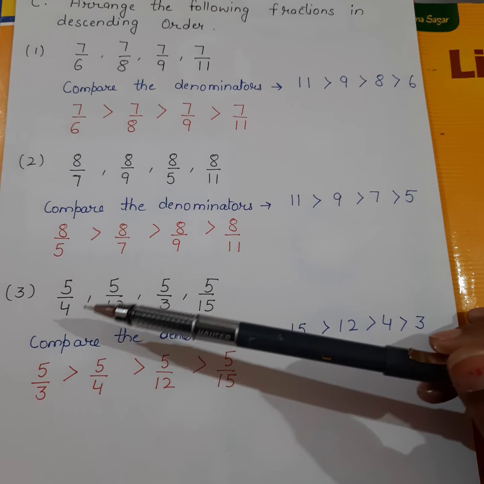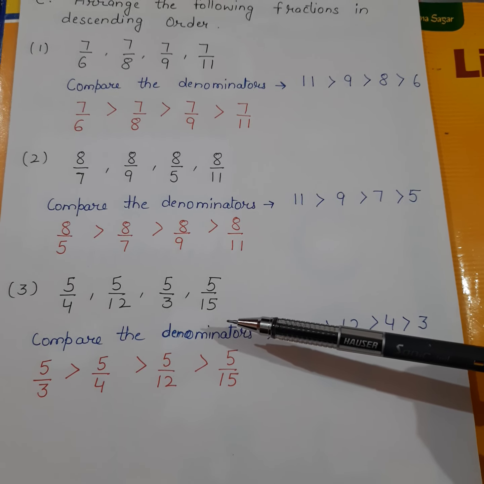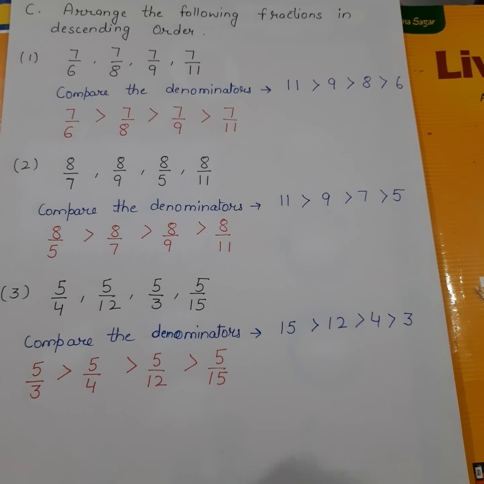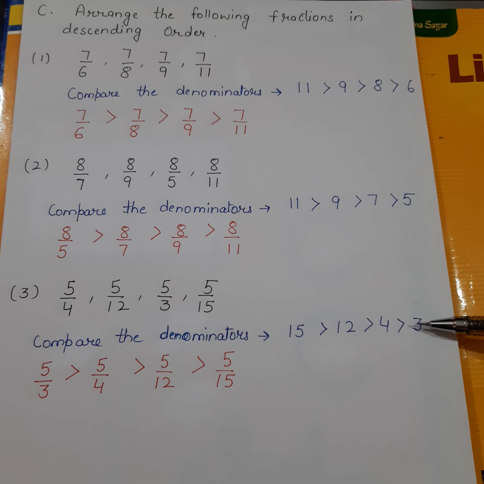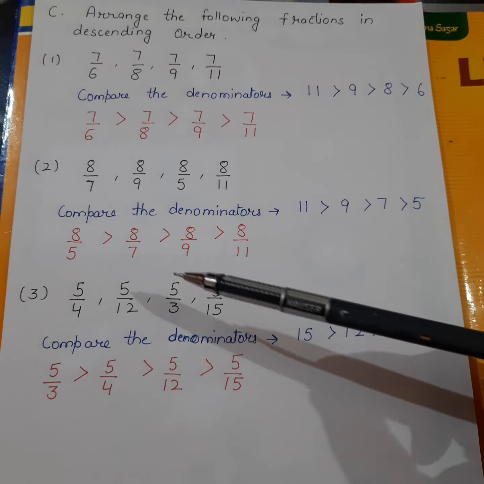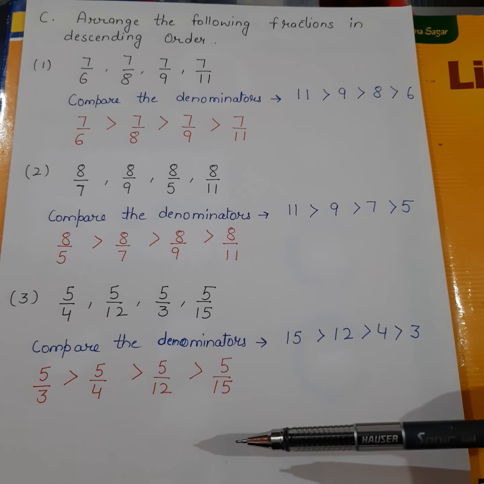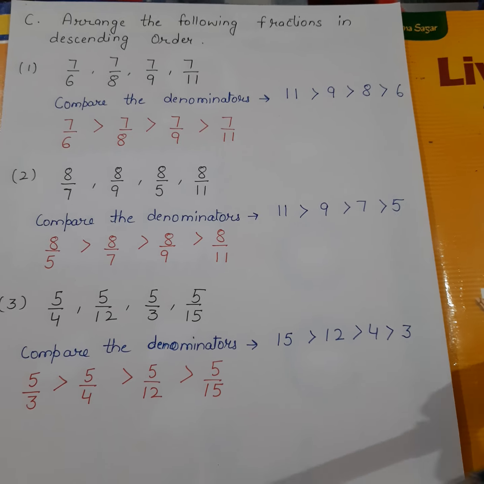Here also 5 by 4, 5 by 12, 5 by 3, 5 by 15. Arrange the denominators 15, 12, 4 and 3. The fraction with the smallest denominator will be the bigger one. So 3 has 5, so this is 5 by 3, then 5 by 4, 5 by 12, 5 by 15. So we have arranged this in descending order.